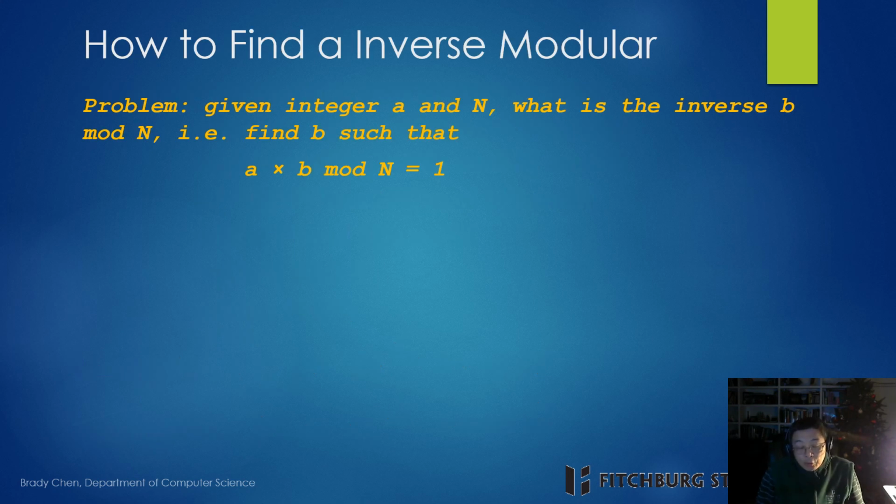Now, before we do any of the examples, let's first ask a question. How can we find a multiplicative inverse of a number a modulo n? Is it easy to find it? Now the answer is it's relatively easy to find a multiplicative inverse modulo n. So in other words, if you are given an integer a and n, it's relatively easy to find a b such that a times b mod n is 1.